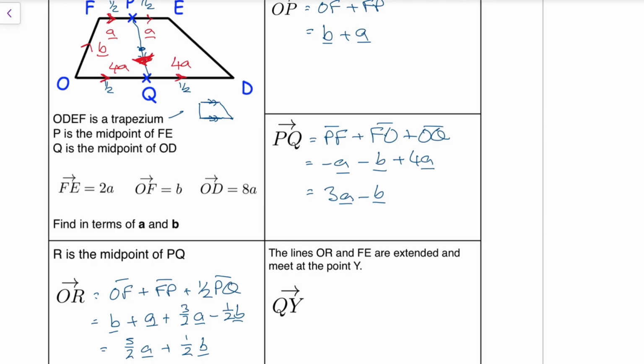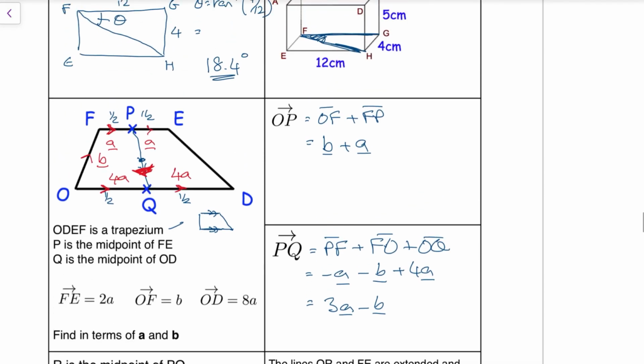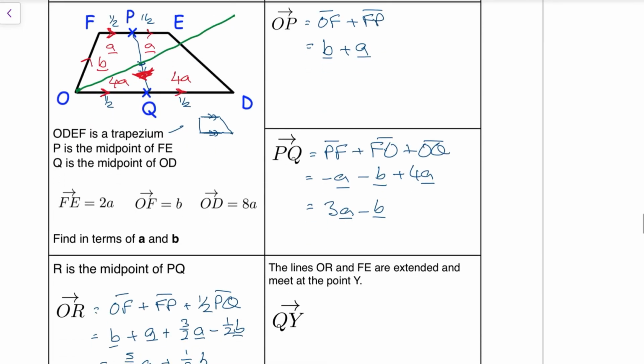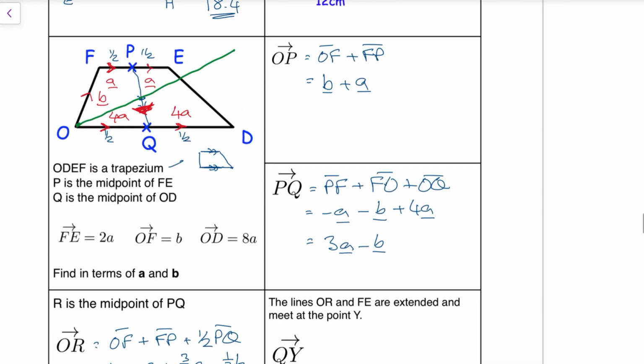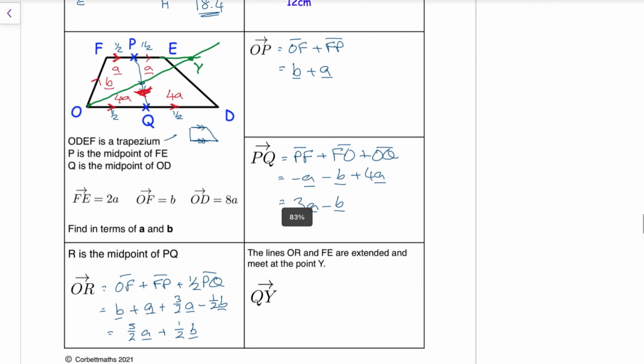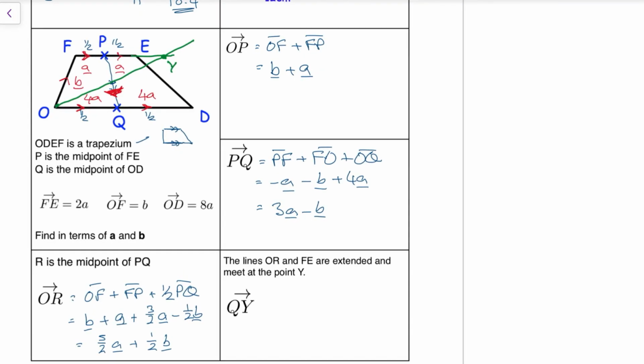Right. Let's see what the final part offers me. The lines O to R and F to E are extended and meet at the point Y. And it says find Q to Y. Right, I'm going to draw this on, then I'm going to delete it just because it'd be messy. So I've got O to R, which goes this way, and then I extend it. And then F to E I extend, which goes this way, and my point Y is here. Okay, and it wants Q to Y. Okay, so let's have a go.